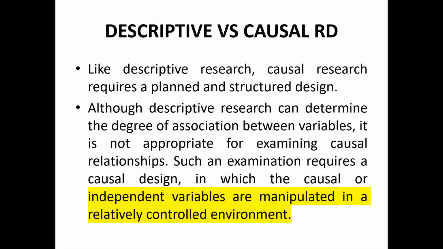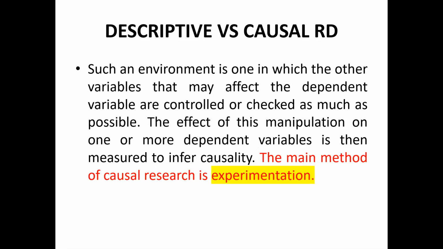Like descriptive research, causal research requires a planned and structured design. Such an environment is one in which the other variables that may affect the dependent variable are controlled. So let's suppose you have taken two independent variables. When you control one independent variable and try to check the impact of the other independent variable on the dependent variable, then you can use causal research design.